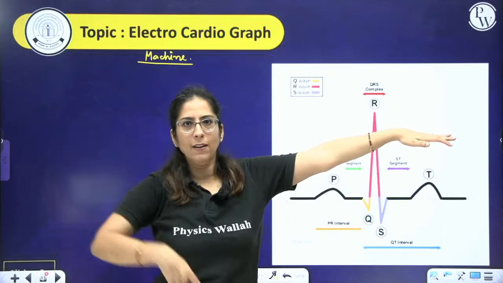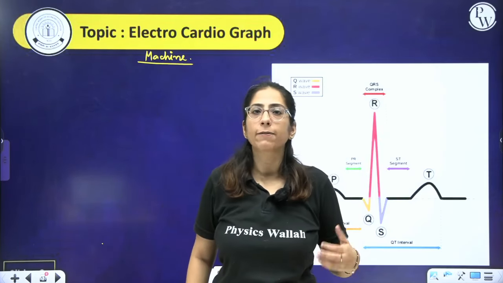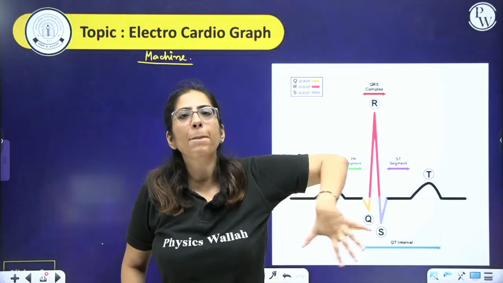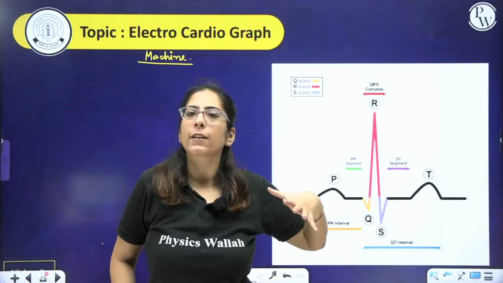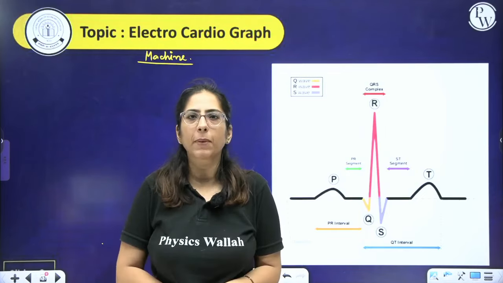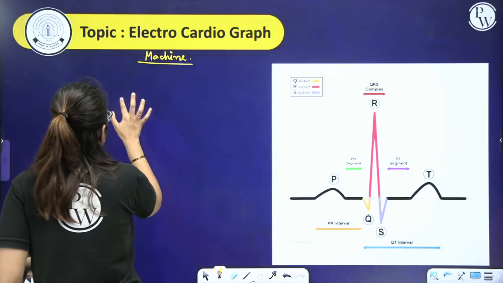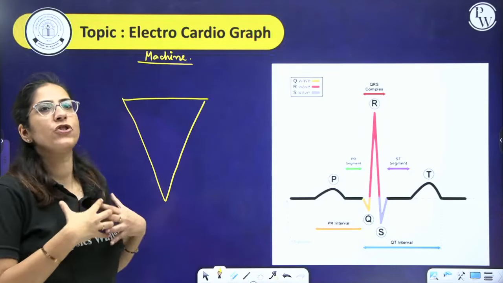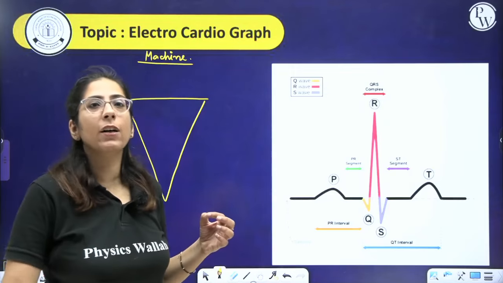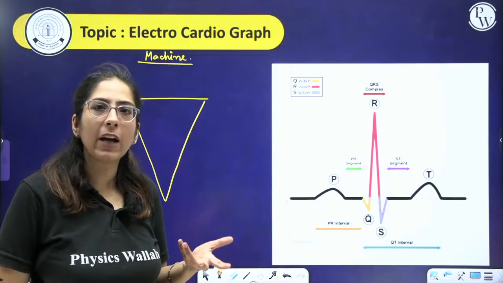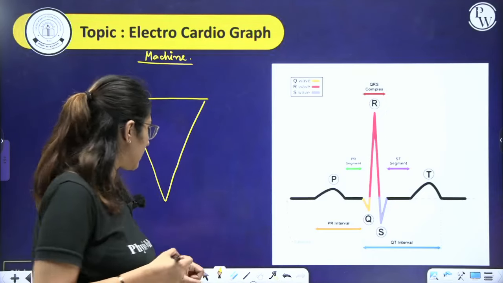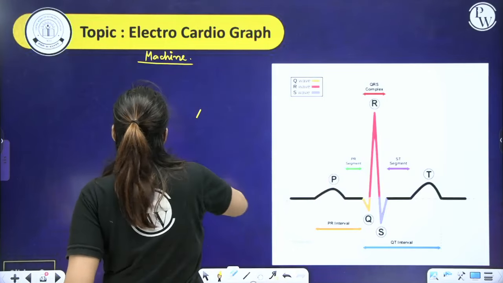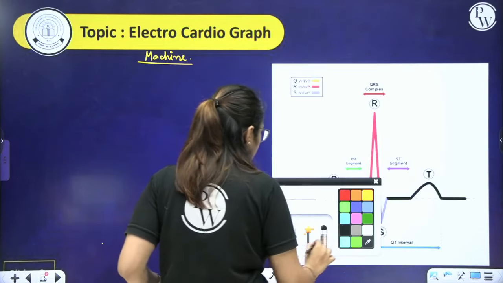Why on the left side? Why do we keep that on the left side? The reason is that the apex of the heart is present on the left side. That is the reason we make a triangle. Clear? A triangle, such a type of triangle. Similarly, we place some electrodes on the chest also. That gives us an idea of the depolarization and repolarization activity occurring in the heart. Clear? Yes, the rest we will be discussing in the detailed session.